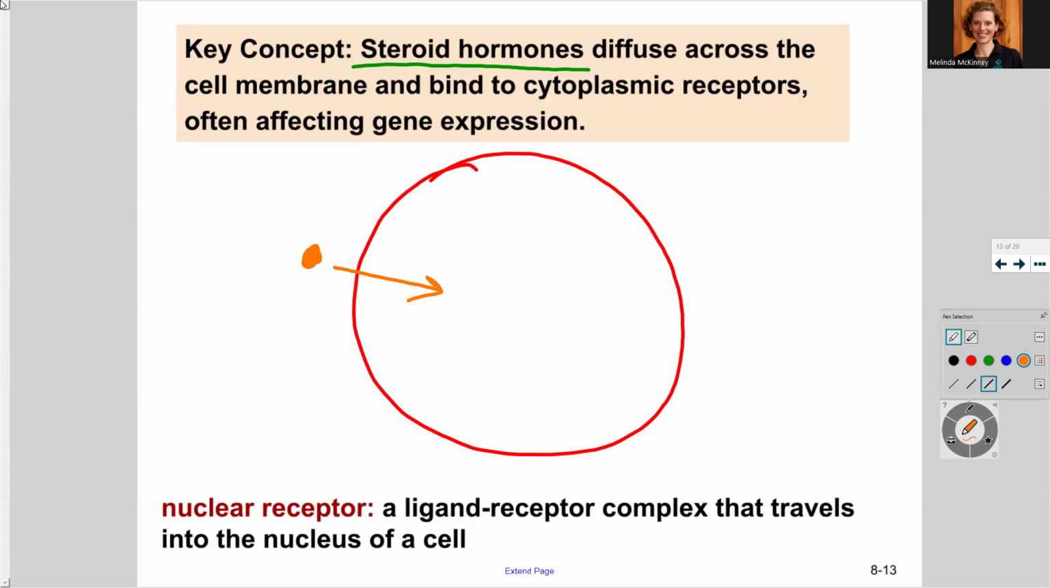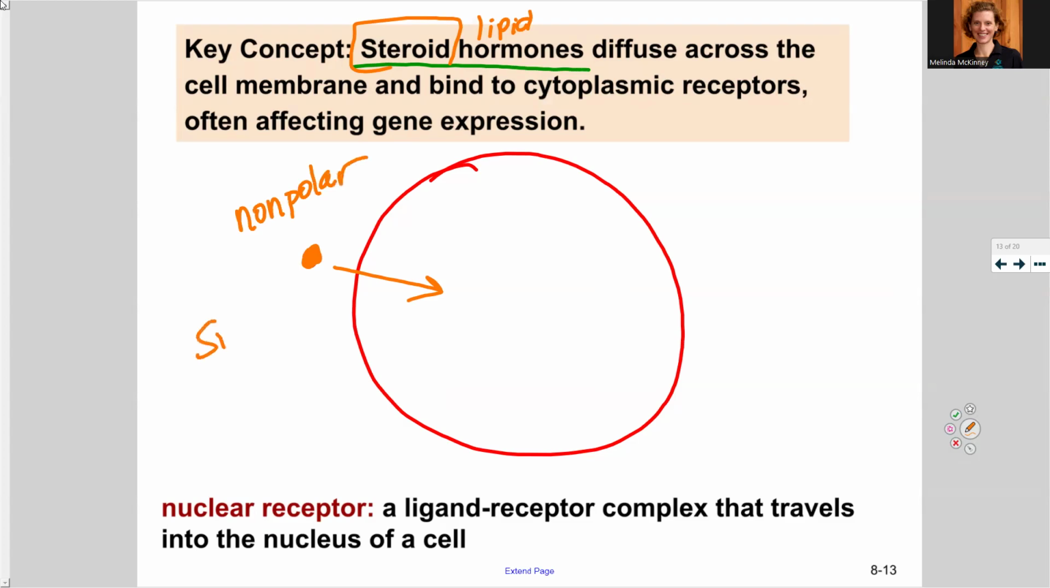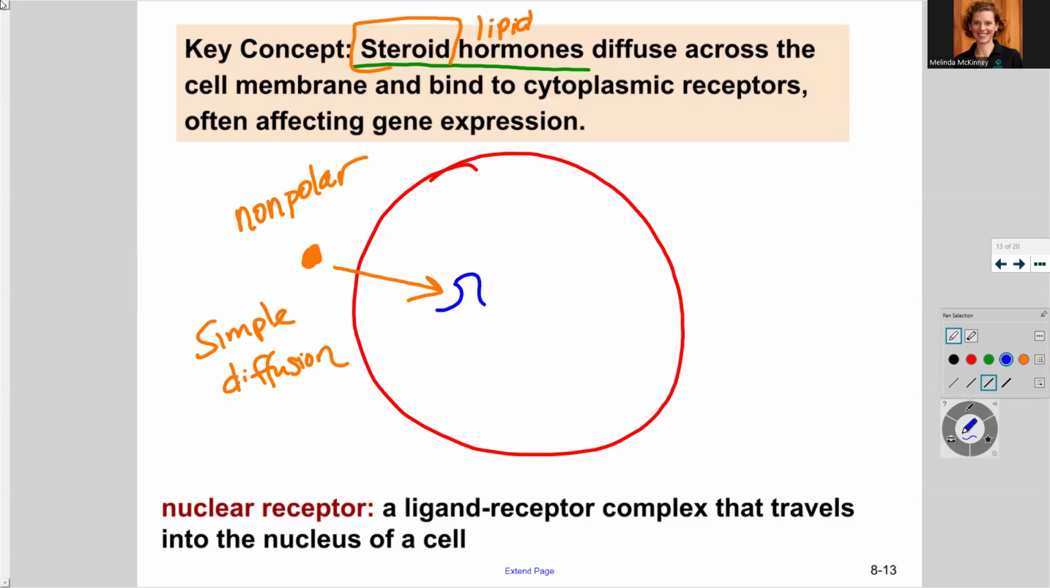A steroid is a lipid, right? So it's nonpolar. So that means it goes through with simple diffusion. Okay. It does not need a protein channel. It's just going to go straight through the plasma membrane. And what's interesting about steroids is they often will bind to a receptor that's in the cytoplasm. So some sort of receptor in here is going to bind to it. Okay. And then this receptor is often going to move into the nucleus.